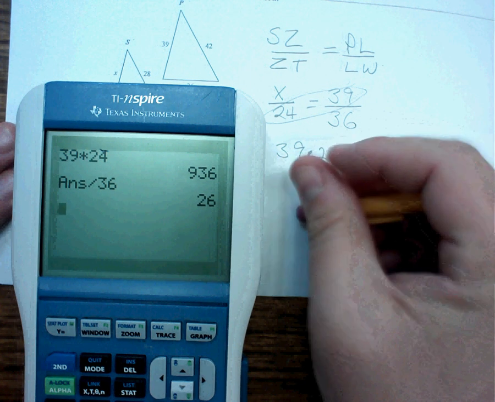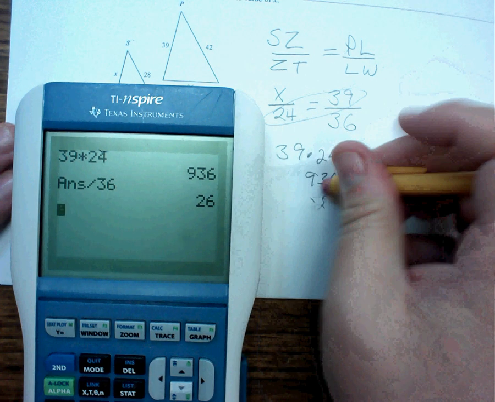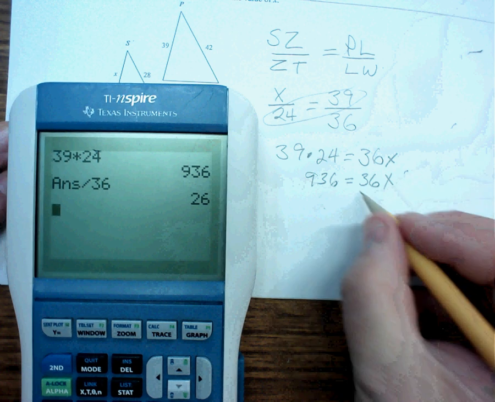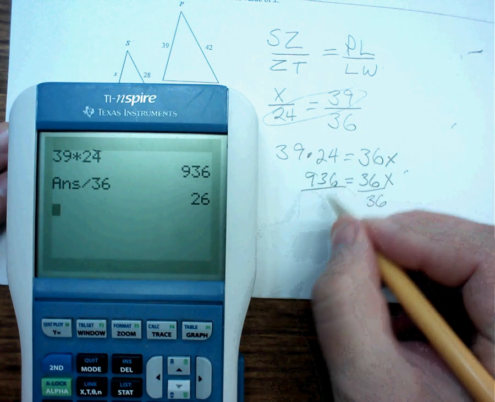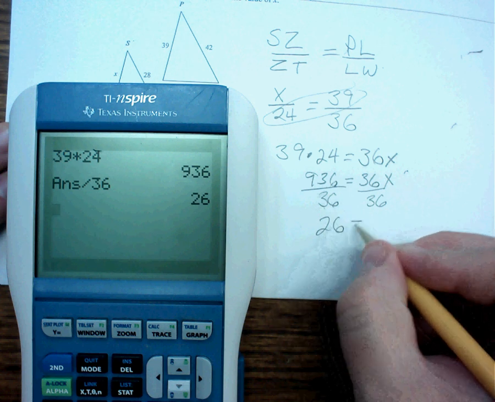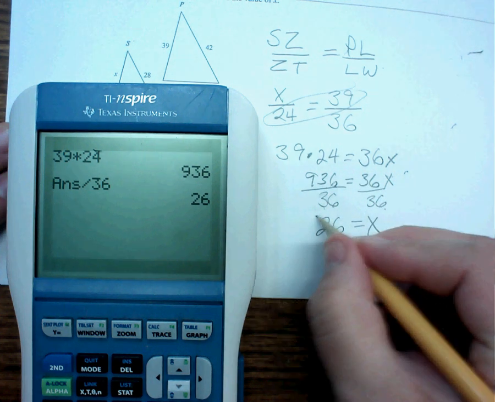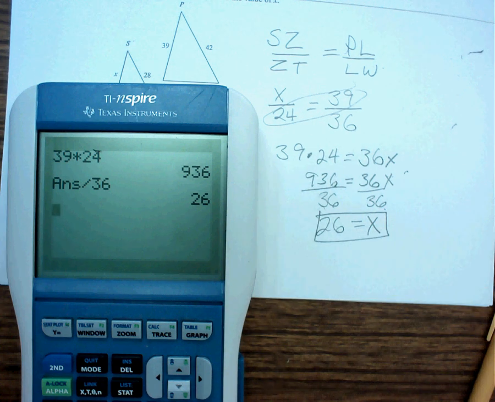I'm going to stop talking now and just write it down. How about that? Well, let me show you what I did. I divided both sides by 36. And then this becomes 26. 36 divided by 36 is 1. 1 times x is x. Does that make sense? Any questions on that one?